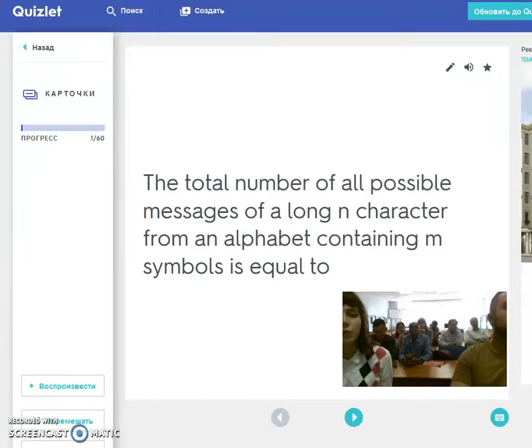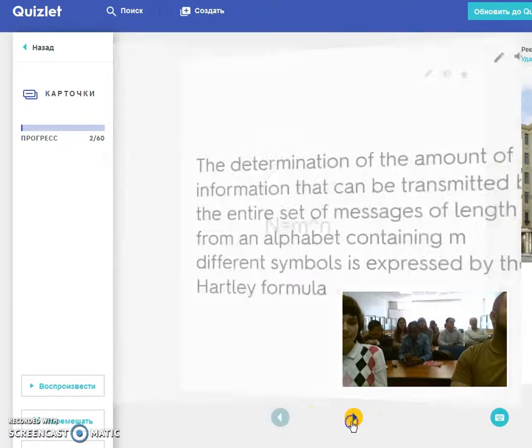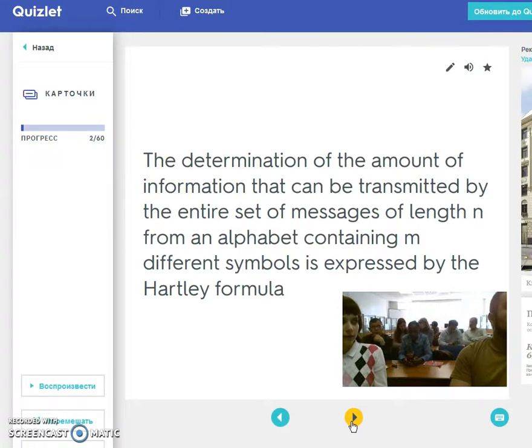The total number of all possible messages of length n from an alphabet containing m symbols is equal to N = m^n. The determination of the amount of information that can be transmitted by the entire set of messages of length n from an alphabet containing m different symbols is expressed by the Hartley formula.